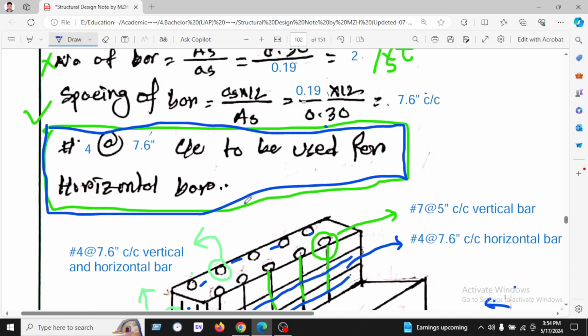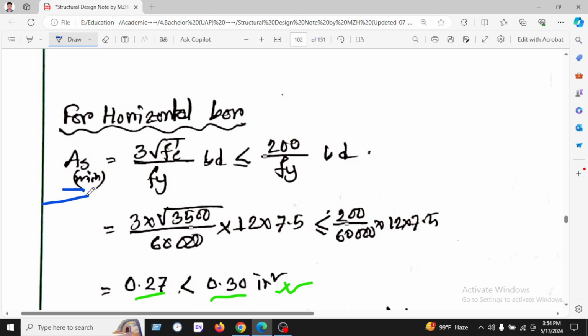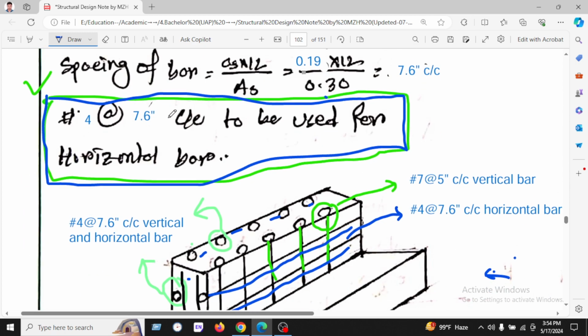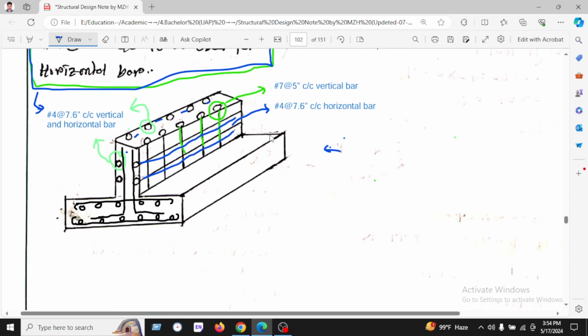So the other side will be minimum reinforcement, which we have used as As minimum. So the As minimum is the same, 0.4 inches square, number 4 bar at 7.6 inches center to center. So this minimum reinforcement will be on the opposite side of the wall, where there is no soil resting in the retaining wall. So I hope that you can understand.